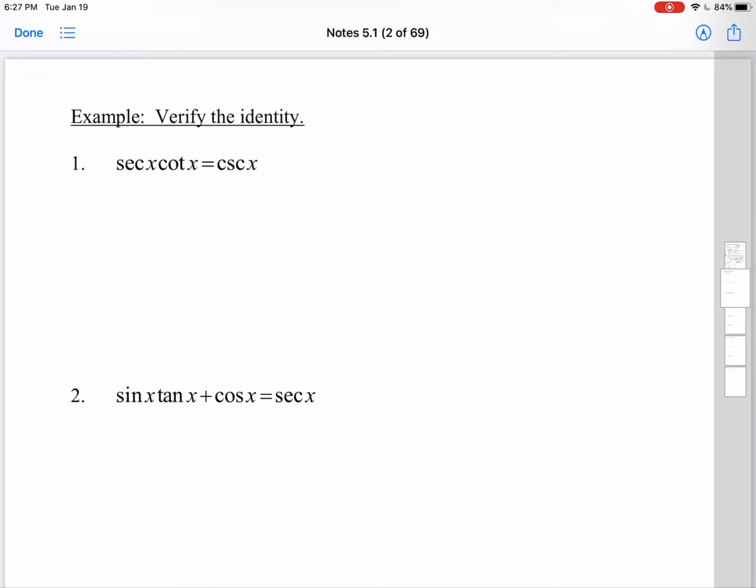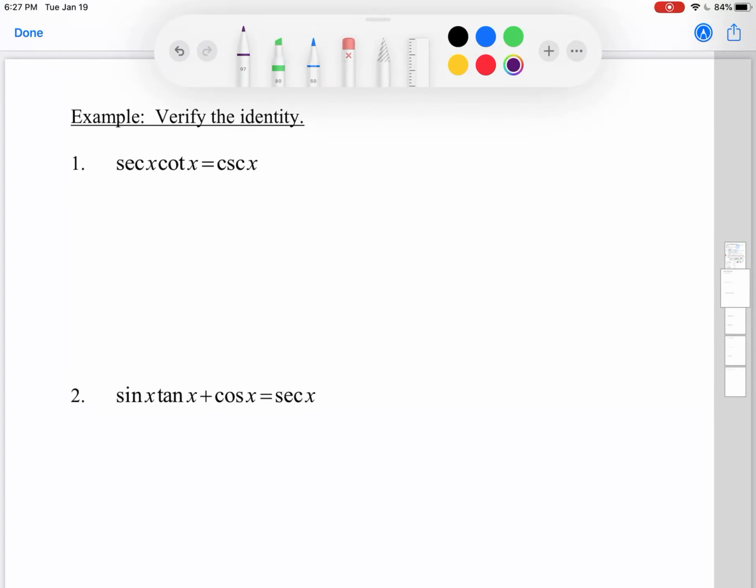I'm asking you to verify the identity. Here are the rules. When we go to verify identities, you may not move terms across sides. That doesn't mean you can take this cosecant x, move it over to the other side, and keep going. You're only going to work with one side and one side only. You can, however, choose which side you want to work with.